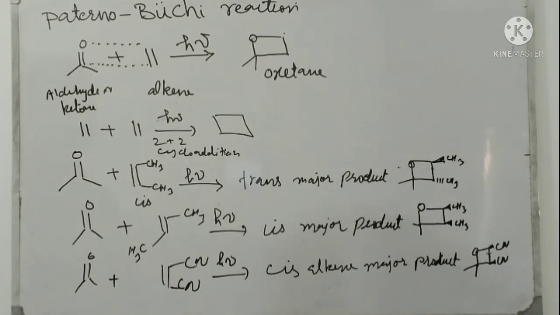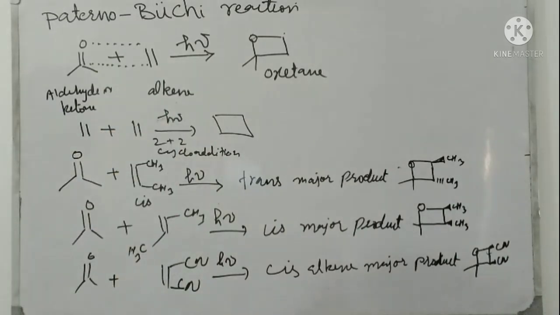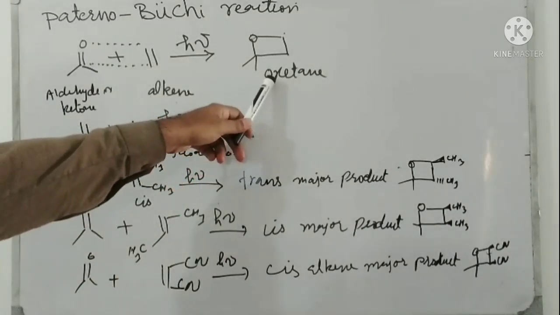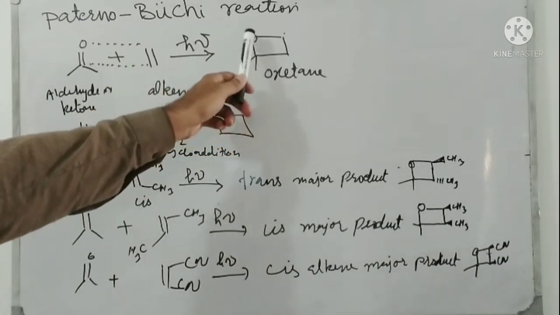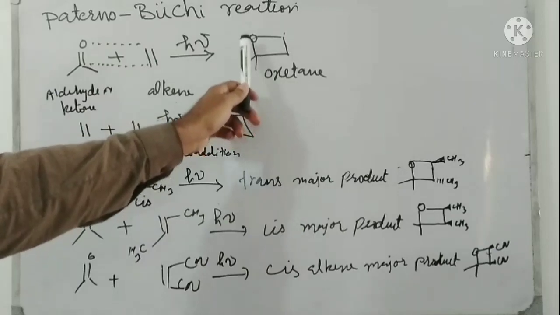Under this heading, we are discussing another photochemical reaction called the Paternò-Büchi reaction. This is a photochemical reaction between an aldehyde or ketone and an alkene or alkyne. If it is an alkene, then the product is an oxetane, a 4-membered ring with one oxygen. So this is a cyclic ether type product.